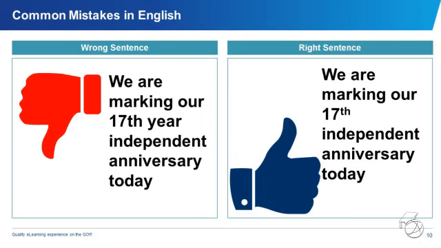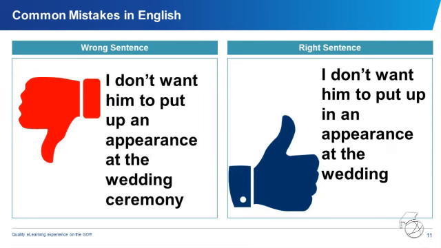It is wrong to say, "We are marking our 17th year independence anniversary today." The correct statement should be, "We are marking our 17th independence anniversary today," not 17th year independence anniversary. It is wrong to say that. It is wrong to say, "I don't want him to put up an appearance at the wedding ceremony." The correct statement should be, "I don't want him to put in an appearance at the wedding ceremony."